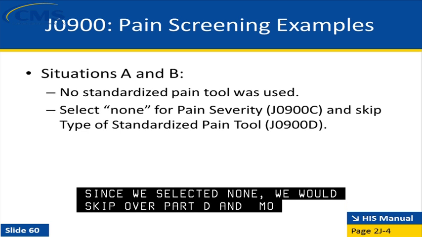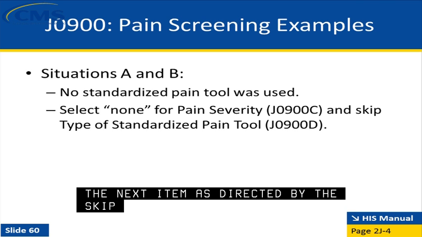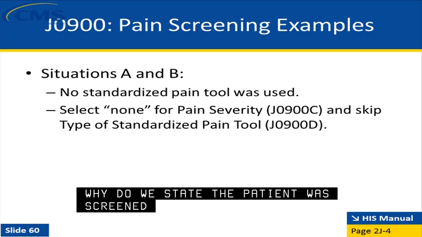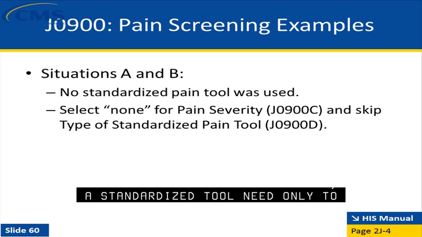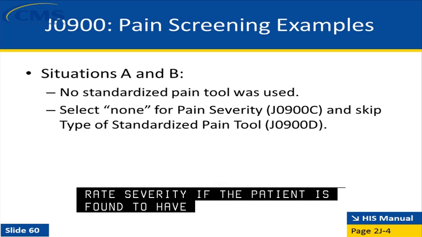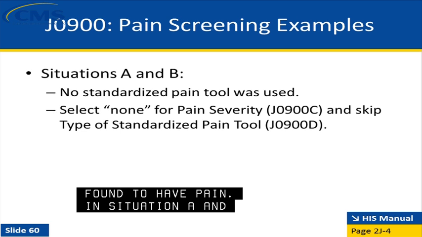So why did we state that the patient was screened for pain in both of these situations? Thinking back to our definition of pain screening, a standardized tool need only be used to rate severity if the patient is found to have pain. In situations A and B, we see in the clinical record that the patient is not in any pain.